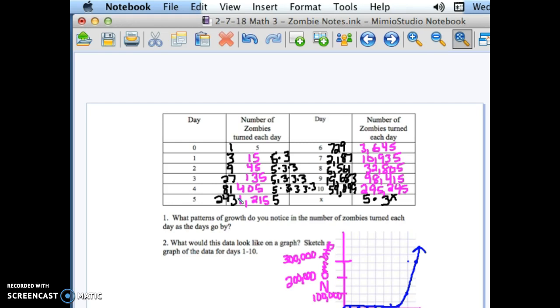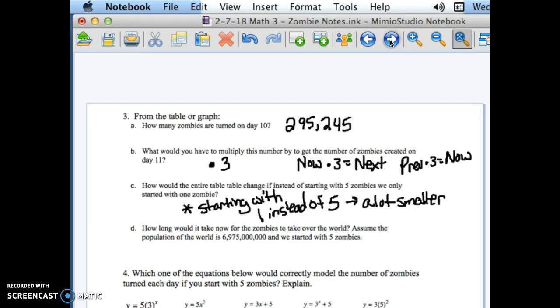If you're starting with 1 and you're multiplying by 3 every time, you're only changing the number, it's scaled. It's going to be scaled, so this is going to be smaller. You actually could say it is 1/5 of the original.